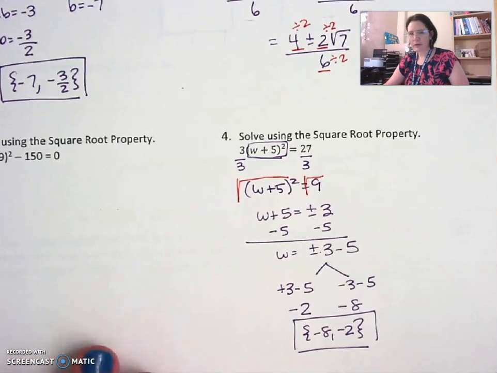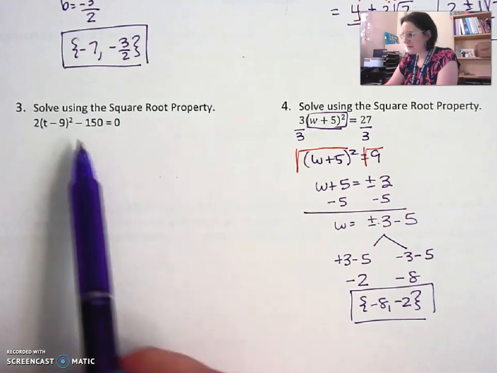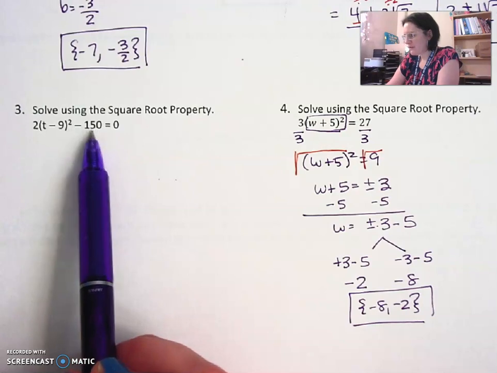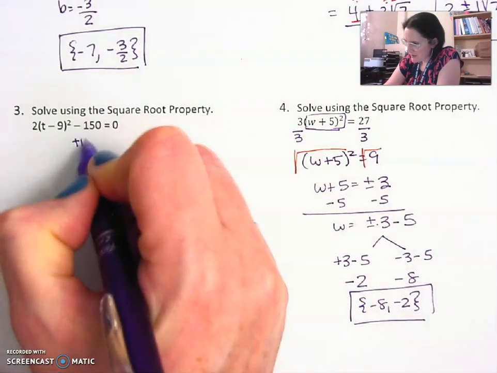Now let's do this other square root property over here. This one is set up the same, only now there's an addition or subtraction on the right-hand side of the parentheses. So we're going to take care of that first by doing the opposite to both sides.